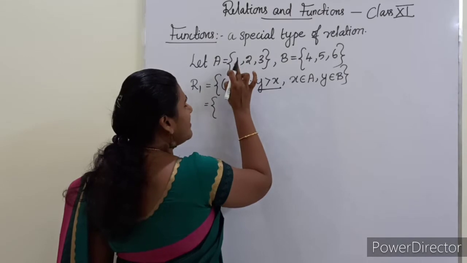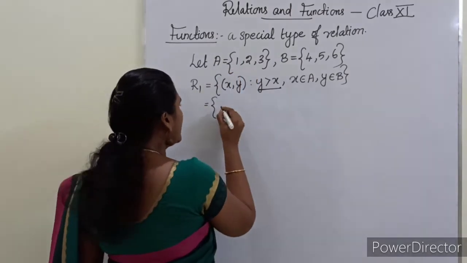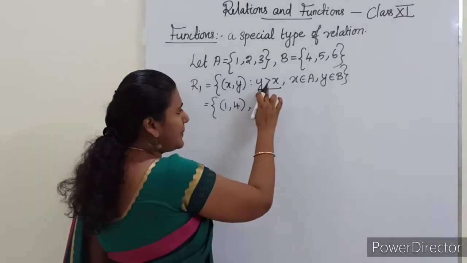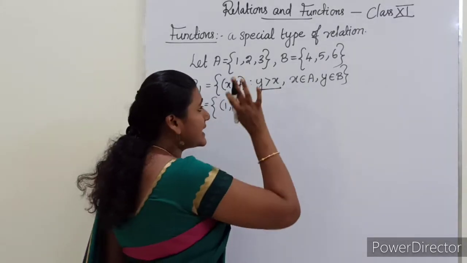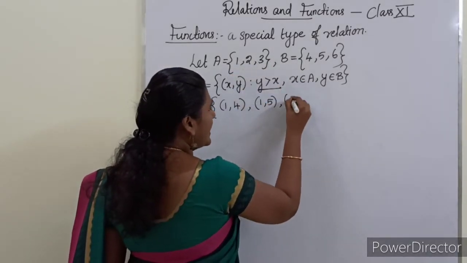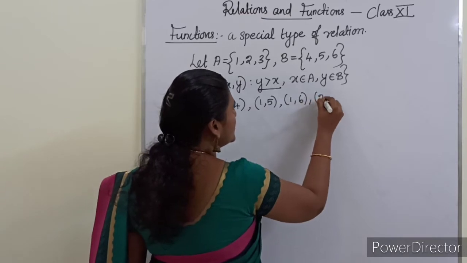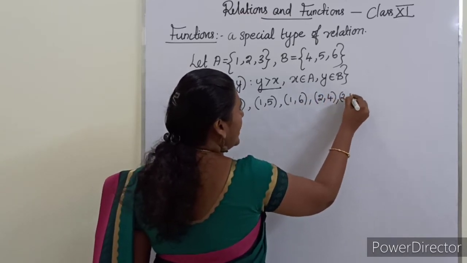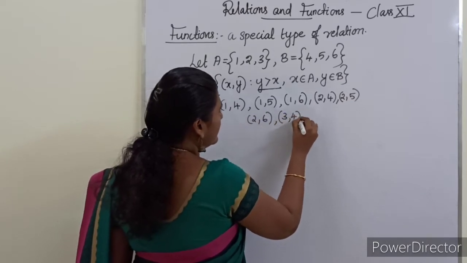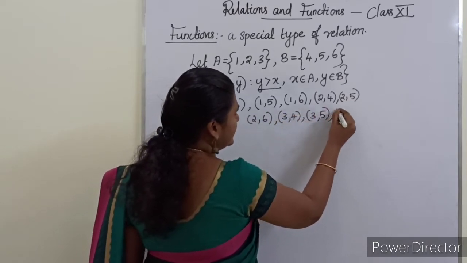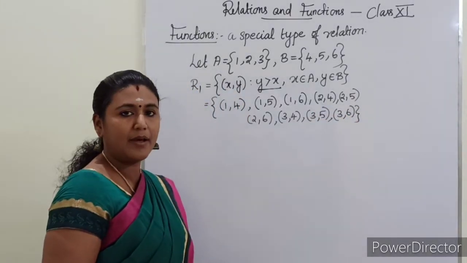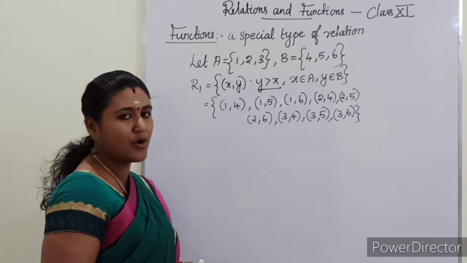We will start with the first element of set A: (1, 4). This ordered pair satisfies the condition y is greater than x. Next (1, 5), (1, 6), (2, 4), (2, 5), (2, 6), (3, 4), (3, 5), (3, 6). So here we got the elements of the relation R1.